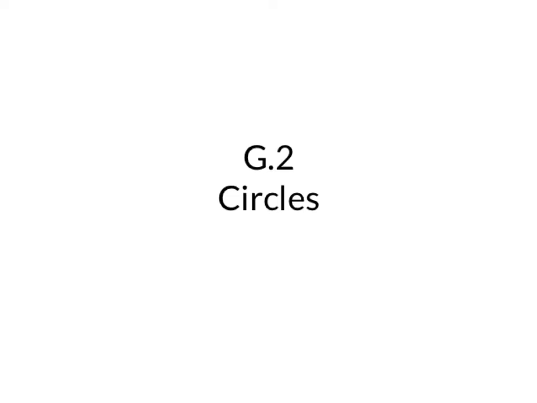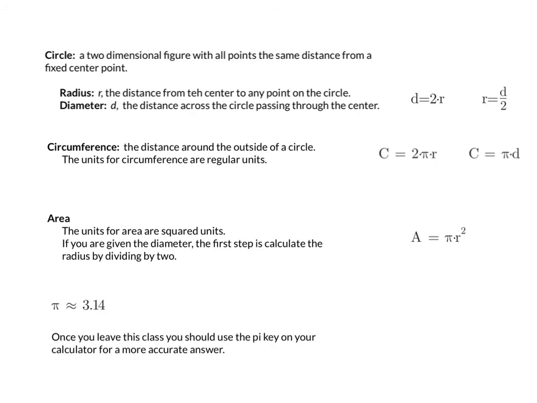Alright, in this presentation we're going to discuss circles, which is our last two-dimensional figure that we're going to look at in terms of area and what we call circumference. So, a circle is a two-dimensional figure with all points the same distance from a fixed point that we call the center.